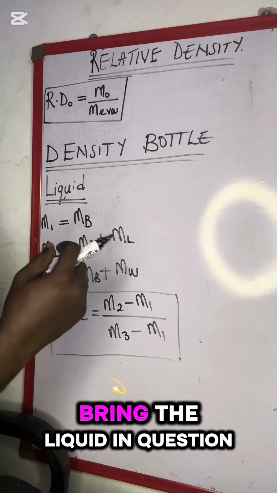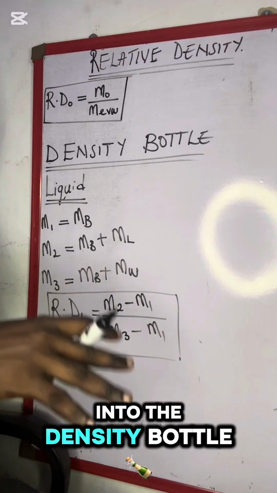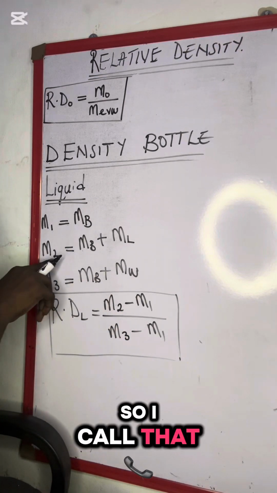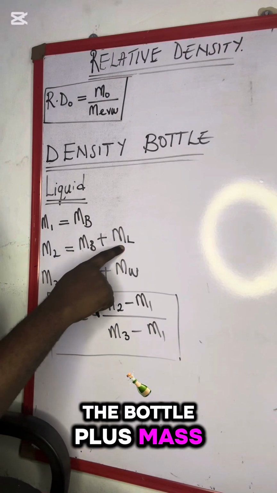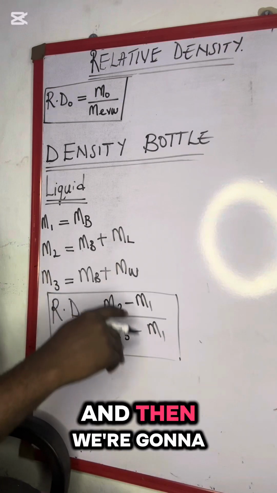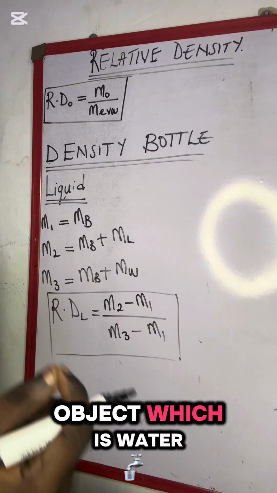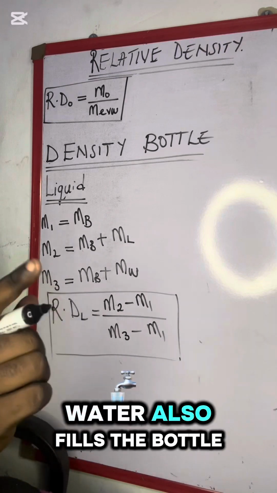And then we're going to bring the liquid in question and pour the liquid into the density bottle. But we're going to make sure it fills the bottle. I'll call that M2. M2 becomes the mass of the bottle plus the mass of the liquid. And then we're going to take out the liquid and bring in our reference object, which is water. We're going to pour water into the bottle and make sure the water also fills the bottle.